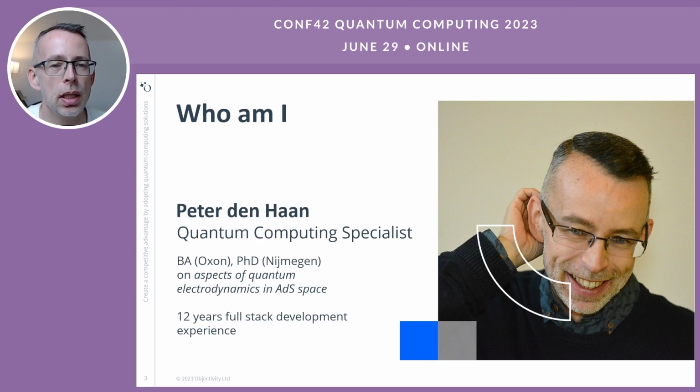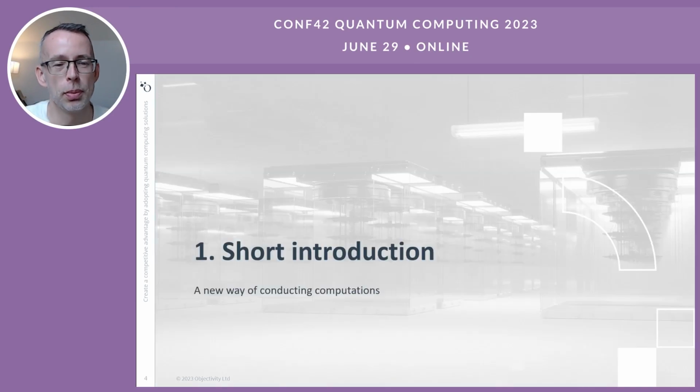A little bit about me. My name is Peter den Haan. The funny accent is Dutch. I'm quantum computing specialist at Objectivity, which is part of Accenture. I started life as a physicist. I've got a PhD in quantum physics on aspects of quantum electrodynamics and anti-de Sitter space. I've also got 12 years experience as a software developer, mainly using Java, Clojure, and JavaScript. So that's enough about me.